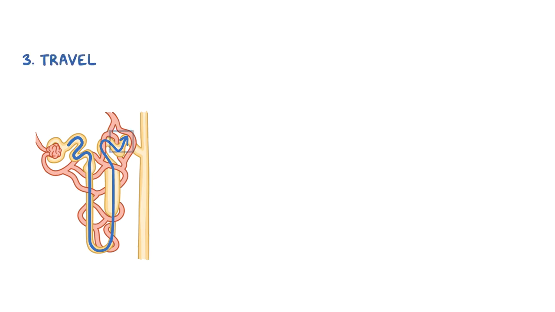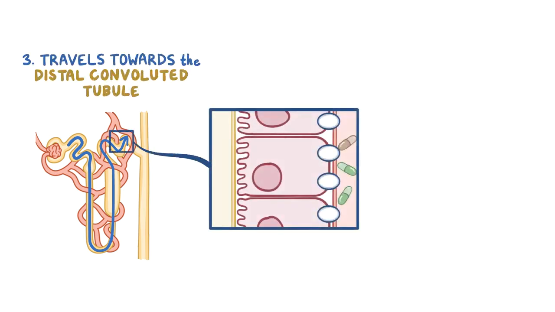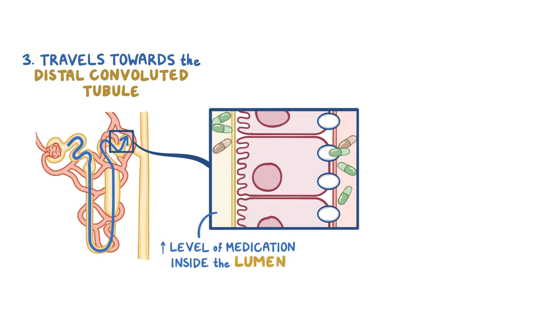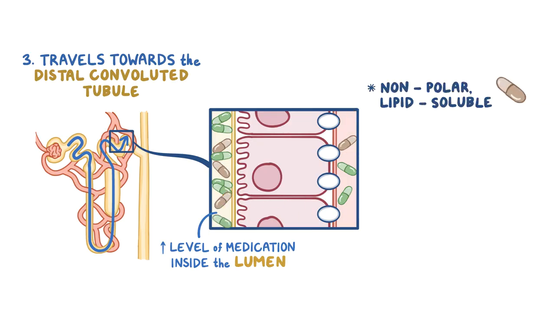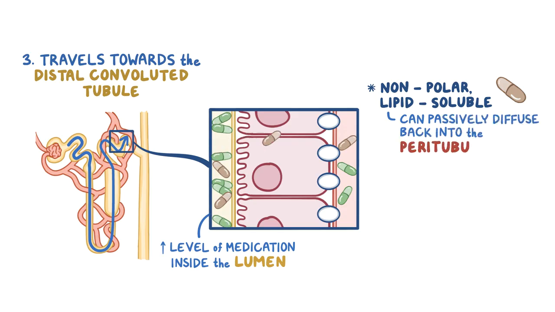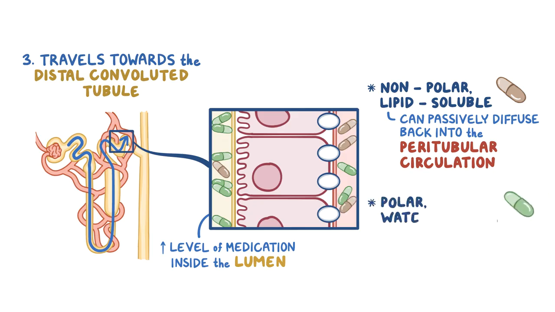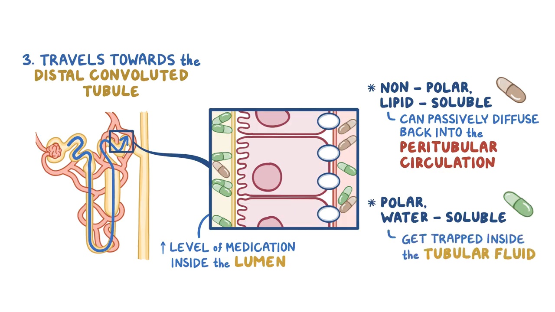Now, as the filtrate travels toward the distal convoluted tubule, the level of medication builds up inside the lumen. So, its concentration rises higher than the peritubular capillaries. Now, if the medication is nonpolar and lipid-soluble, it may passively diffuse out of the tubular lumen and back into the peritubular circulation. On the flip side, polar and water-soluble medications can't cross the membranes of tubular cells, so they get trapped inside the tubular fluid and are eliminated from the body with the urine.